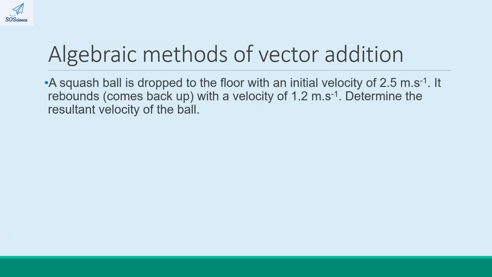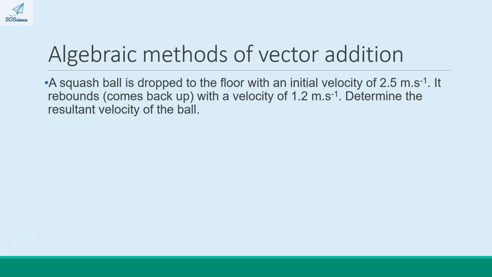Now, let's try some examples. Some of these we did when we did the graphical methods of vector addition. So we did them graphically, and now we're going to work them out algebraically. So a squash ball is dropped to the floor with an initial velocity of 2.5 meters per second. It rebounds with a velocity of 1.2 meters per second. Determine the resultant velocity of the ball.